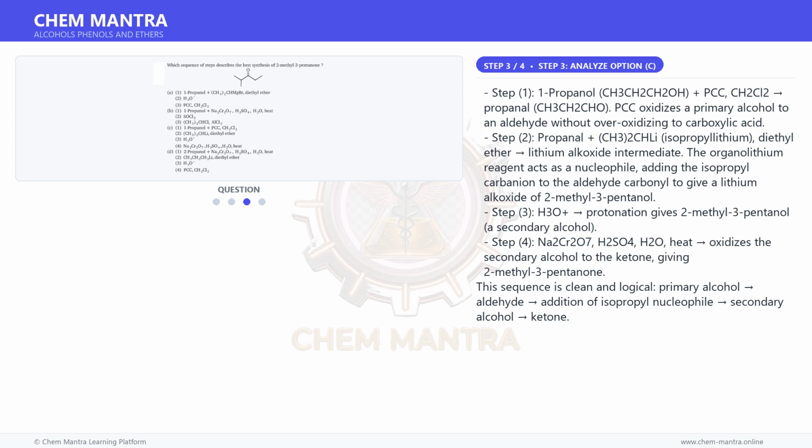Step 1: 1-propanol, CH3CH2CH2OH, plus PCC in CH2Cl2. PCC oxidizes a primary alcohol to an aldehyde without overoxidizing to carboxylic acid.